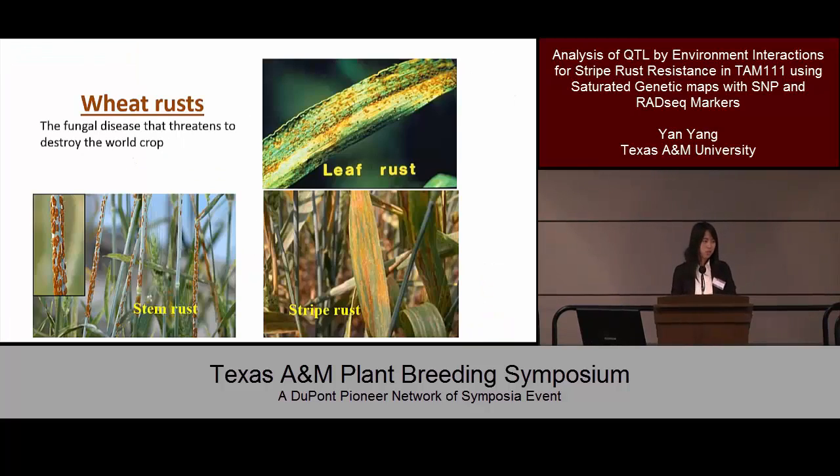We know that wheat is a very important crop around the world, but rust is a major fungal disease destroying these wheat crops. This picture shows three major rust diseases: leaf rust, stem rust, and stripe rust. But stripe rust is the most important rust disease in Texas. When it infects the leaves, it spreads over the whole leaf and shows these stripe shapes.